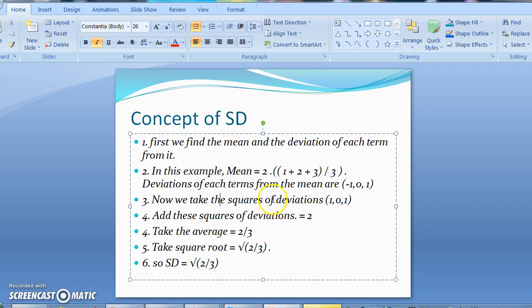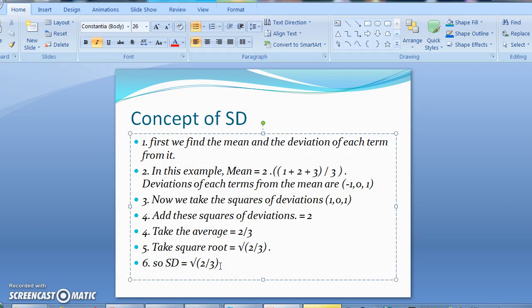Second step, we take the squares of the deviations. If you square minus 1, you get 1, square 1, you get 1, square 0, you get 0. Add these squares: 1 plus 0 plus 1, which is 2. Take the average of these squares of the deviations, which is 2 by 3, and take the square root. So the SD is root 2 by 3. Again, there are a lot of steps involved. Don't worry at all. With a little practice, you'll get these steps.